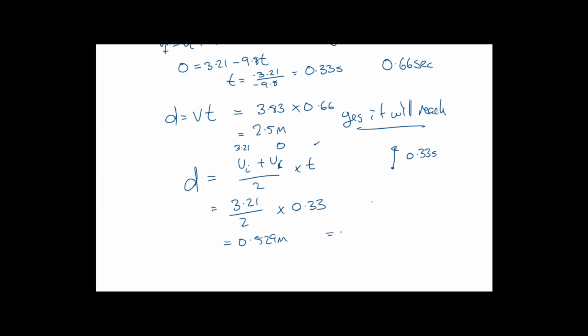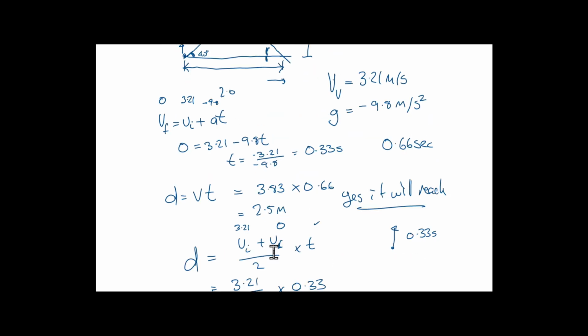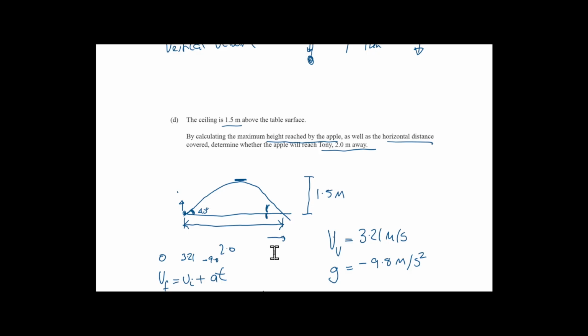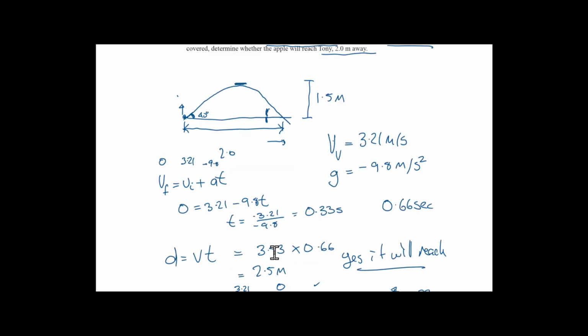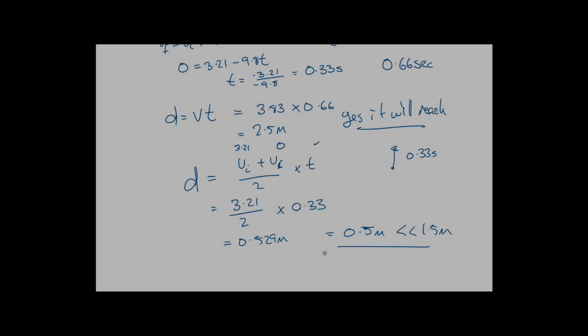So 0.5 meters, which is a lot less than 1.5 meters. So yes, the other guy will catch the apple, hopefully the same way that he caught the dog. And that's the end of that exam. We know everything we need to know about these two numbskulls.